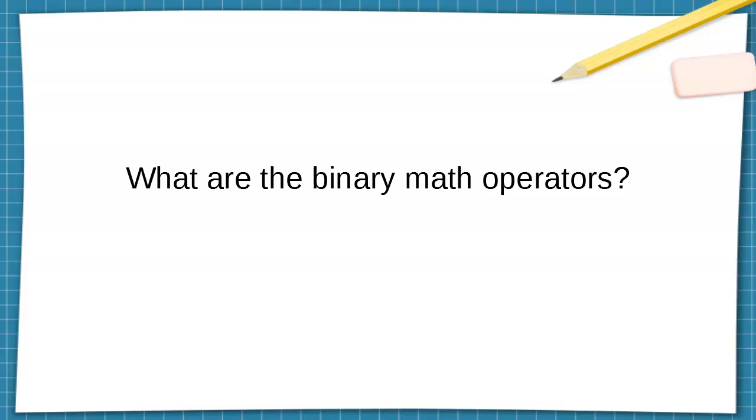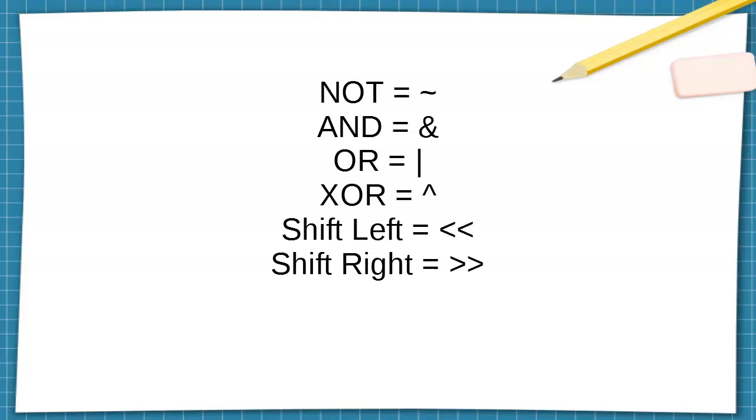So what are the binary math operators? Well, there are six basic ones I want to talk about. There is the not, the and, the or, the XOR, and then we have these shift left and shift right.